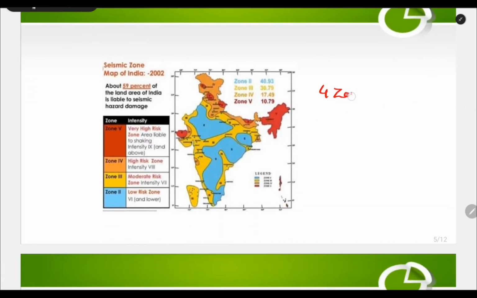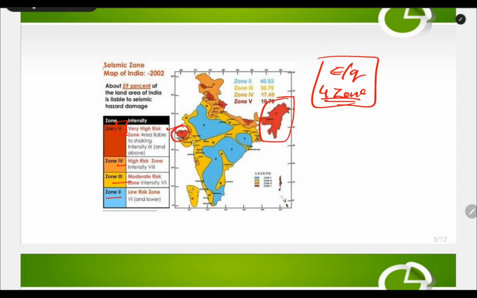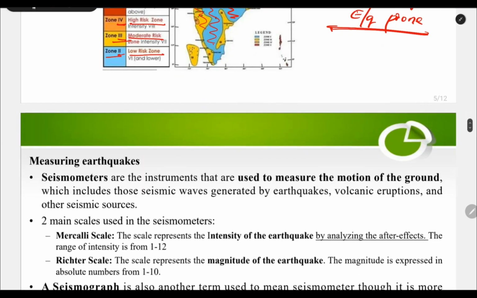India has four earthquake zones: zone 2, 3, 4, 5. Zone 5 is a very high risk zone, which is on the northeastern and western parts of India, and some parts alongside the Himalayas. Zone 4 is a high risk zone, zone 3 moderate risk, zone 2 low risk. Zone 2, you can see here, is the plateau and the desert part. Zone 3 covers most of the country. So that's why approximately 60% of India's land is earthquake prone. Okay, this you have to remember.